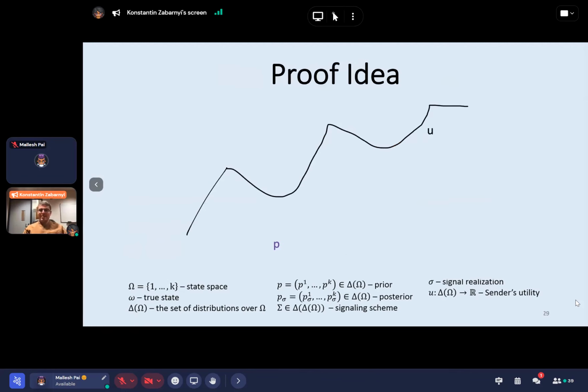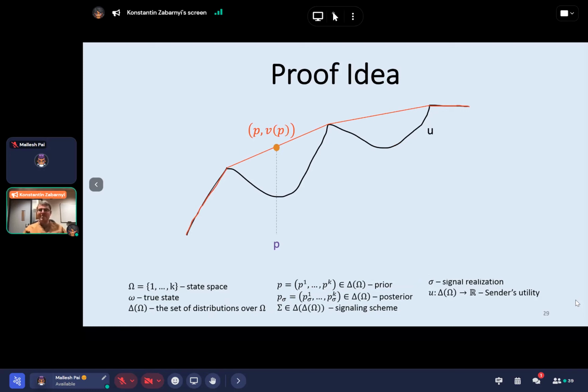So in a second, I'll demonstrate an example, but the idea behind the proof is as follows. Let's fix some upper semi-continuous function U, basically a continuous function, and there is also some prior P. Now the concavification of this function U is this red function. So let's consider the point on the graph of the concavification V corresponding to the prior.